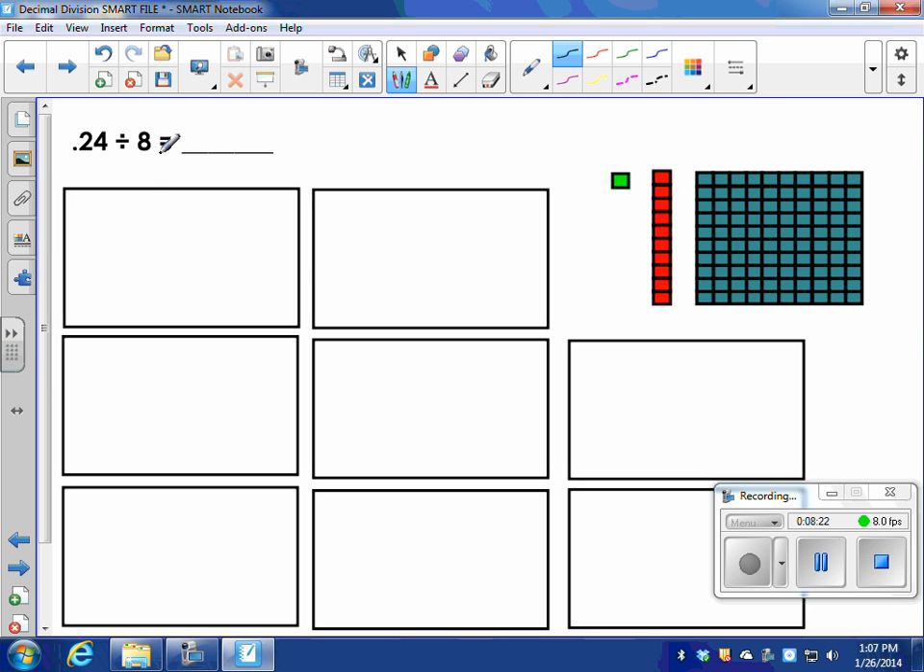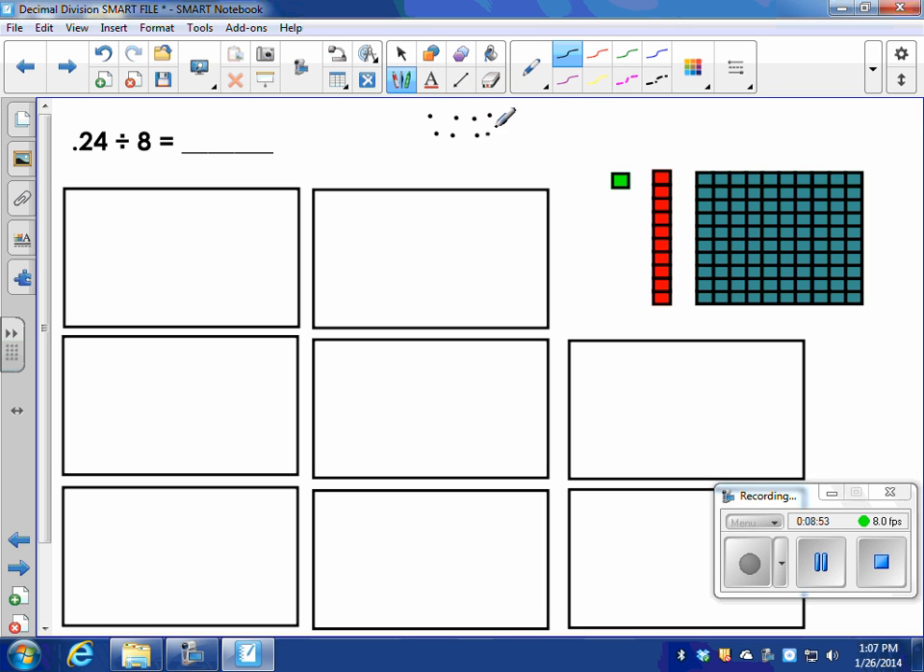So if I have 24 hundredths divided by 8, I've got 2 tenths and 4 hundredths. That's 24 hundredths, and I want to divide it up into 8 different groups. Well, there's nothing I can do up here yet because I don't have 8 of anything. So I'm going to take these 2 tenths, and I'm going to trade them in for 20 hundredths. So I'm going to erase those, and I'm going to trade them in for 20 hundredths.